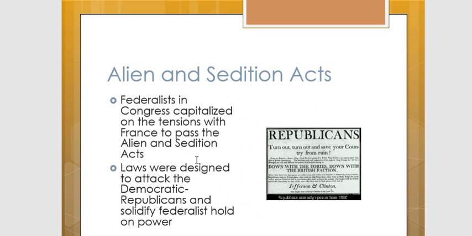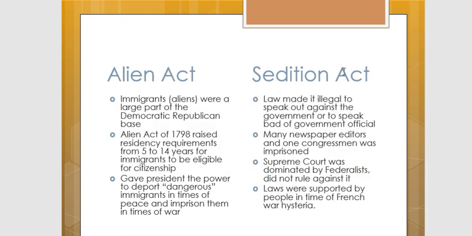So with the tensions with France, the Federalists took this as an opportunity to pass some laws. And those laws are known as the Alien and Sedition Acts. They are designed to attack the Democratic Republican stronghold and solidify their hold on power. So basically, this is going to be an opportunity to cut the legs out from the Democratic Republican Party and to neutralize their supporters and make the Federalists stronger, using the conflict with France as a pretext for it. So, there's two laws, the Alien Act and the Sedition Act.